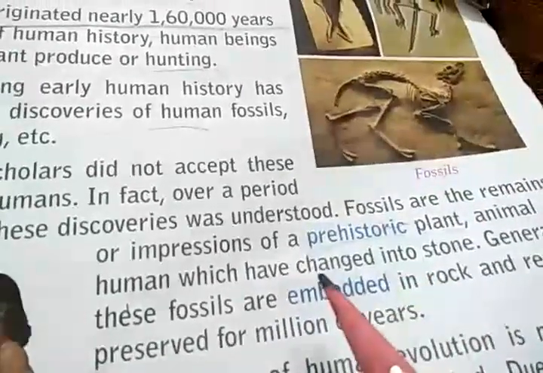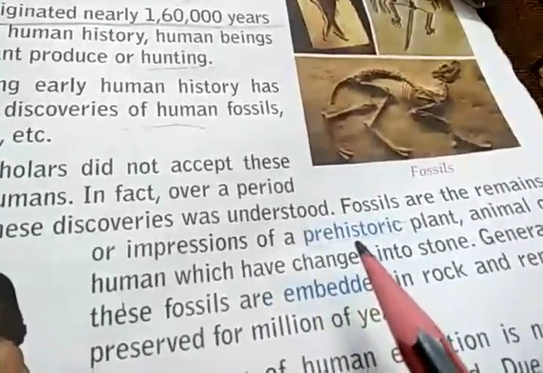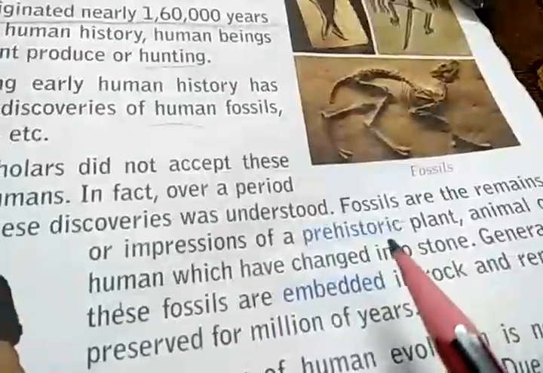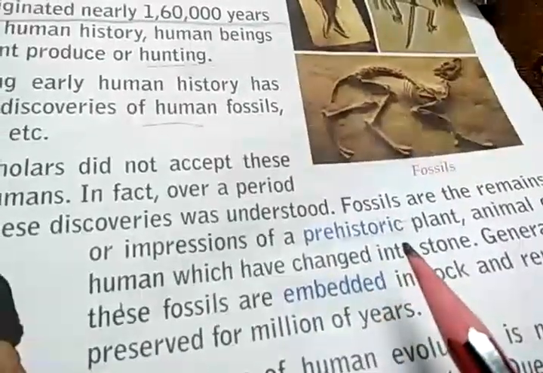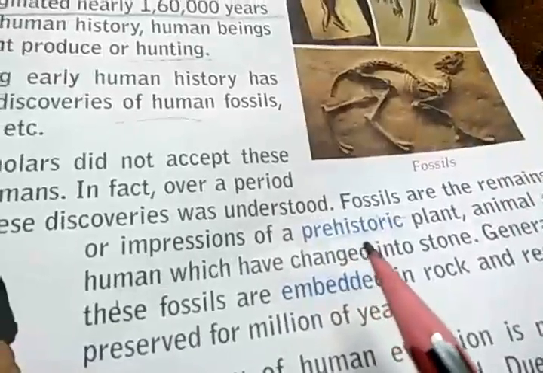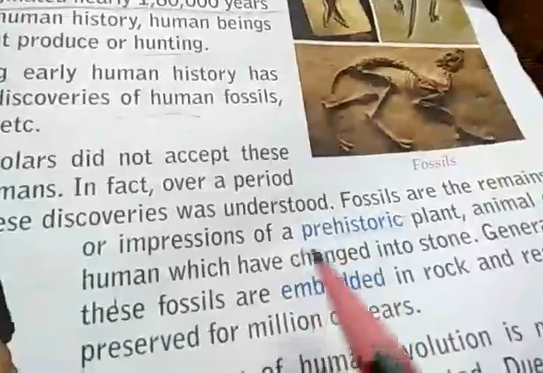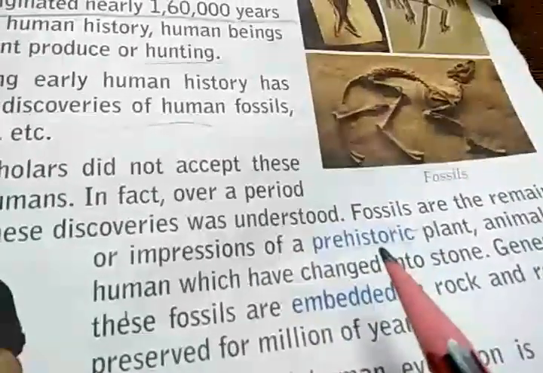But there is a part of history which took place at a time when writing was not there, when people did not know how to write, when people did not know how to speak, or language was not there. So that part of history is called prehistory.